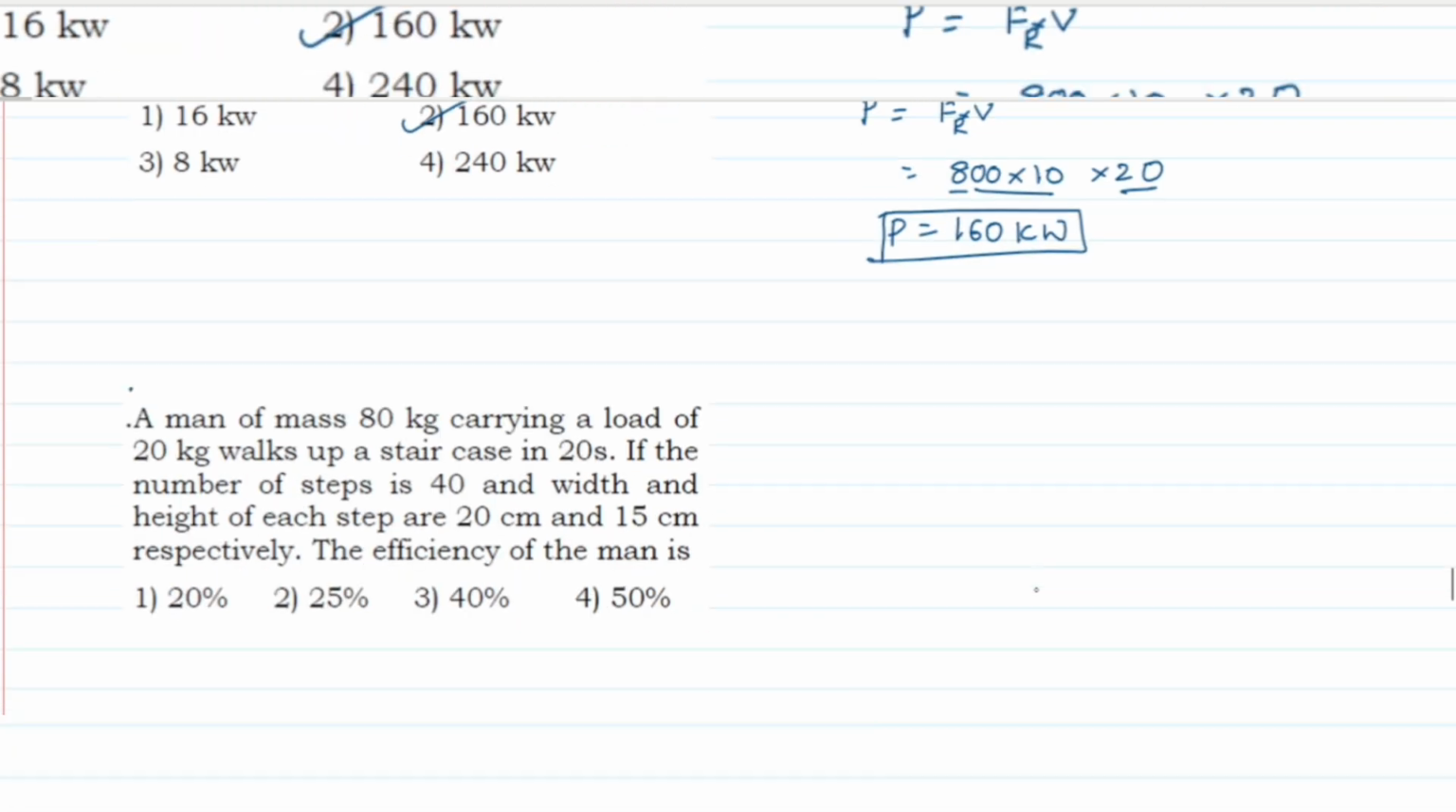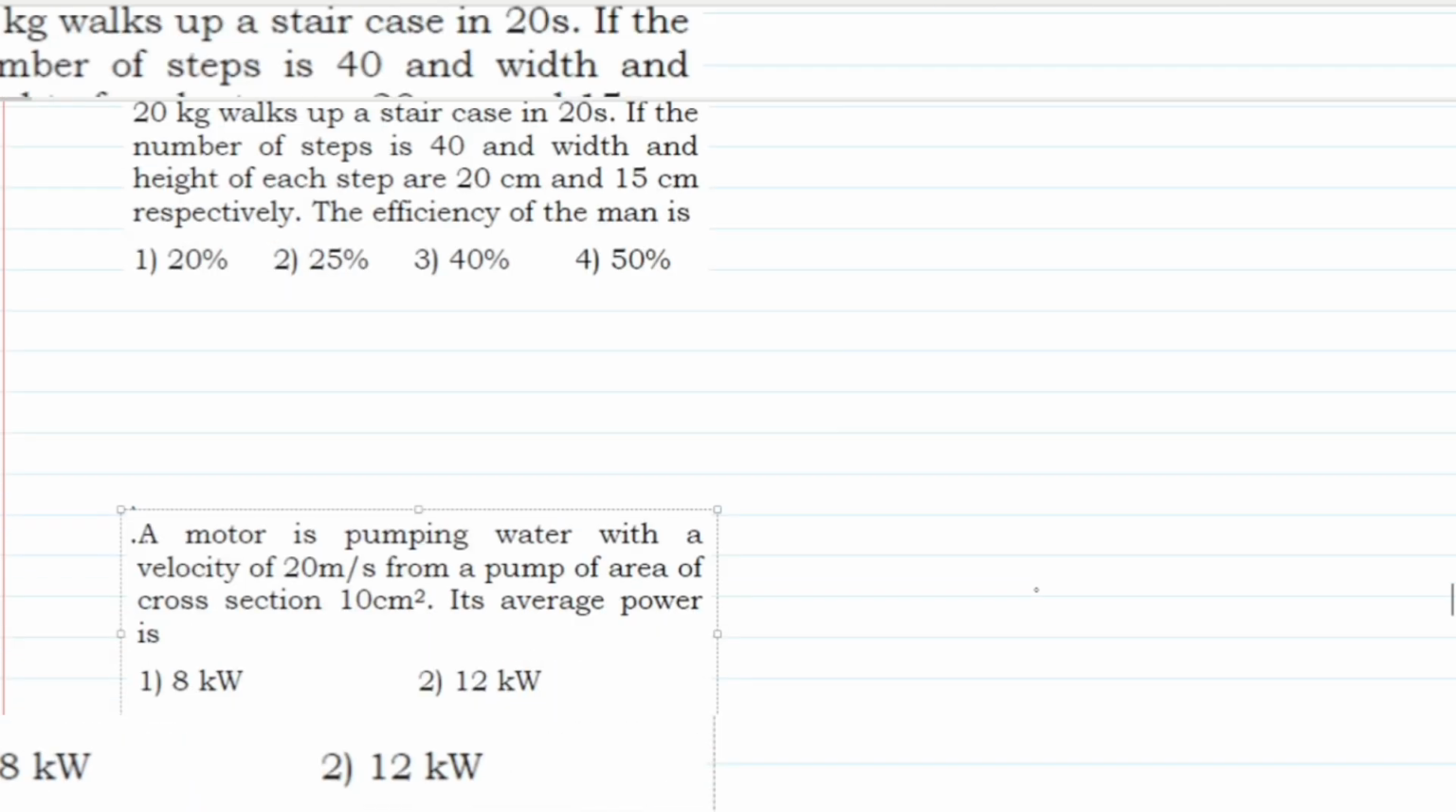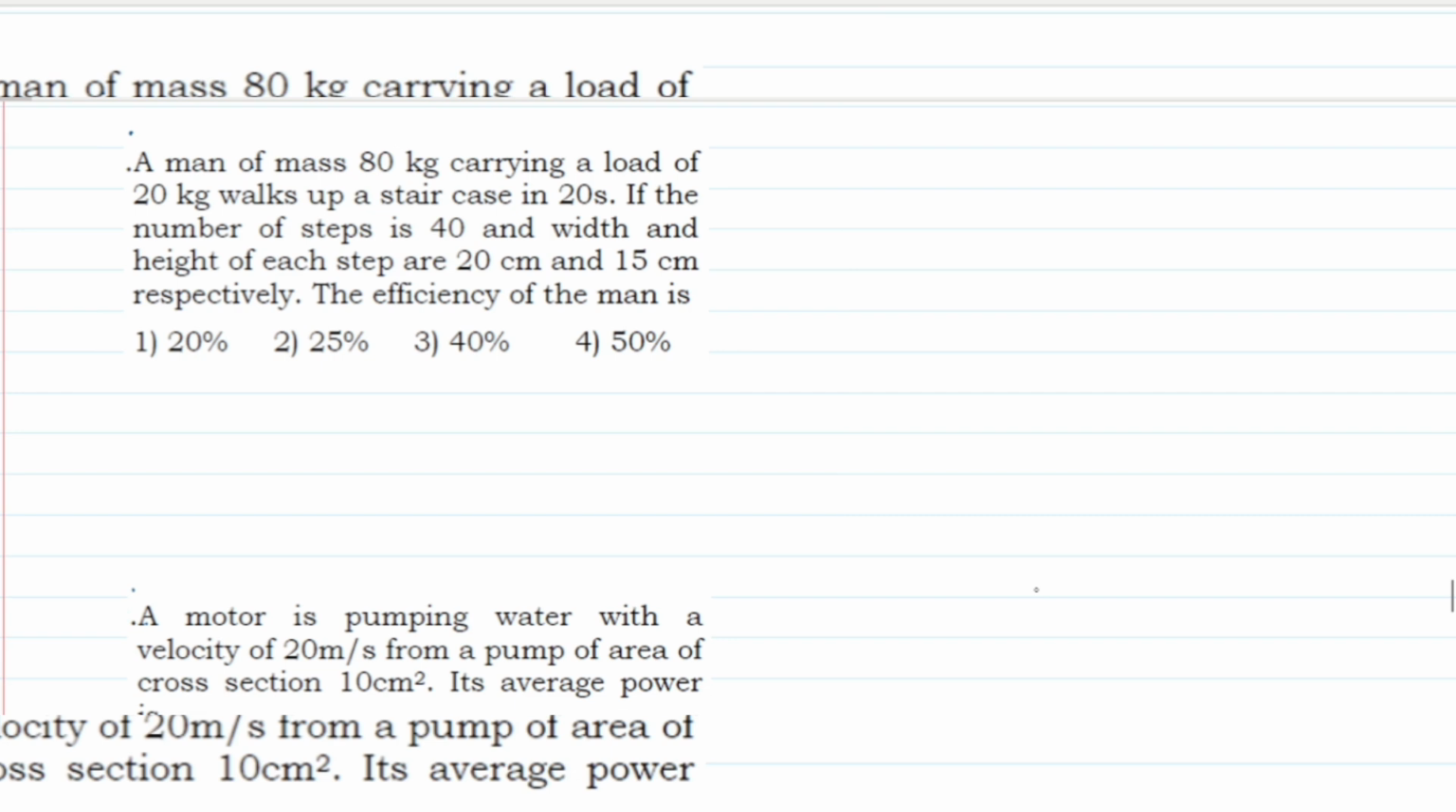The next question says a man of mass 80 kg is carrying a load of 20 kg and he walks up a staircase in 20 seconds. If the number of steps is 40 and the width and height are 20 centimeter and 15 centimeter respectively, they are asking for the efficiency of the man. So the general formula for efficiency is power output to power input. This is the basic formula.